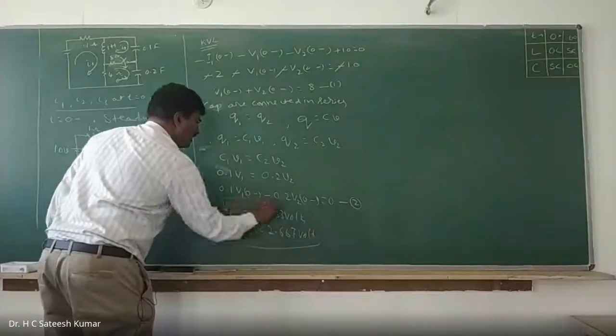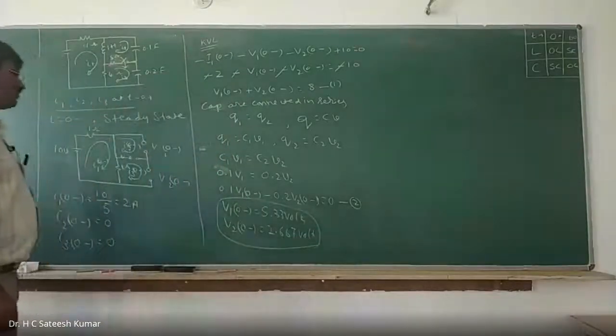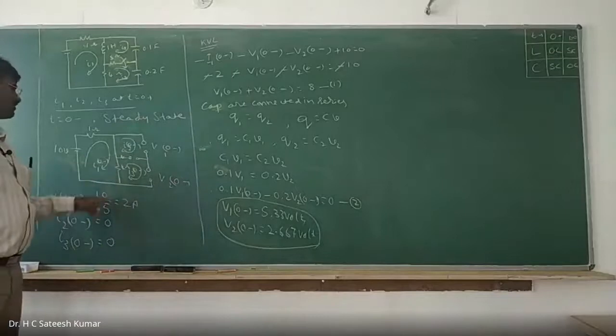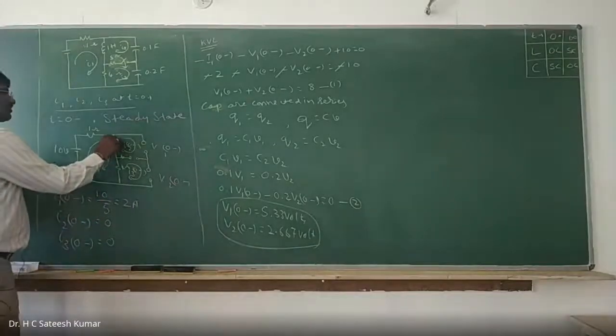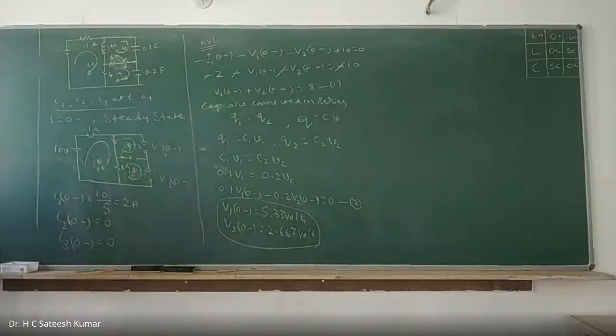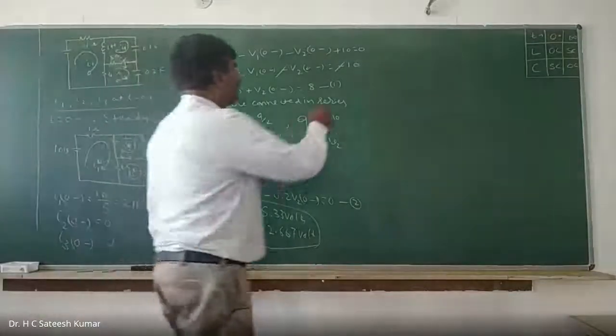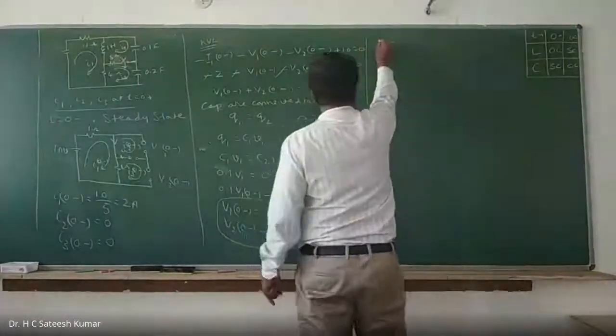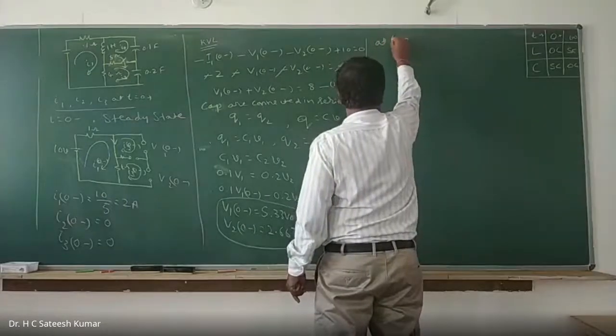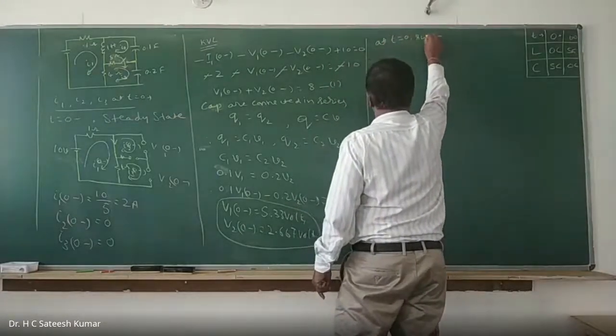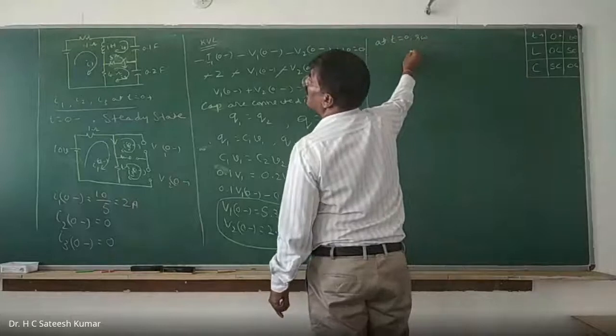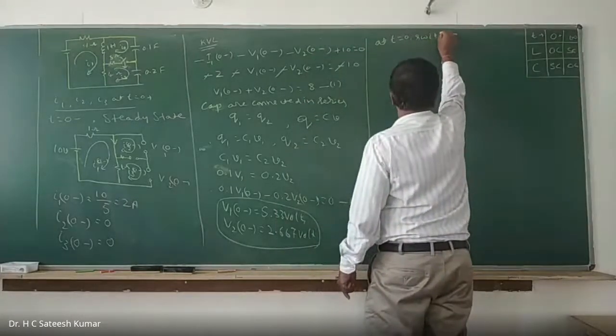So why have I calculated this V1 0 minus, V2 0 minus? And at the same time, what is the current flowing through this one? I1 0 minus. Therefore, at t is equal to 0 plus, at t is equal to 0, switch is closed.